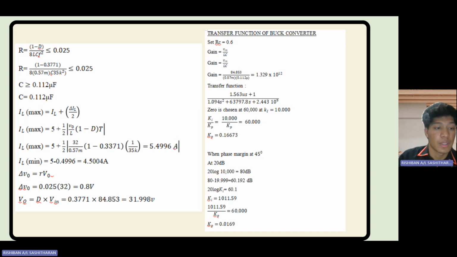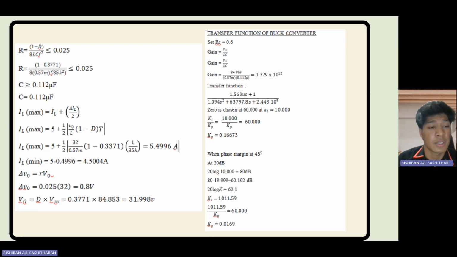5.4996 ampere. And then for IL min, which is 5 minus 0.4996, and then we get our value of IL min, which is 4.5004 ampere. Okay, now we calculate the value of delta VO.